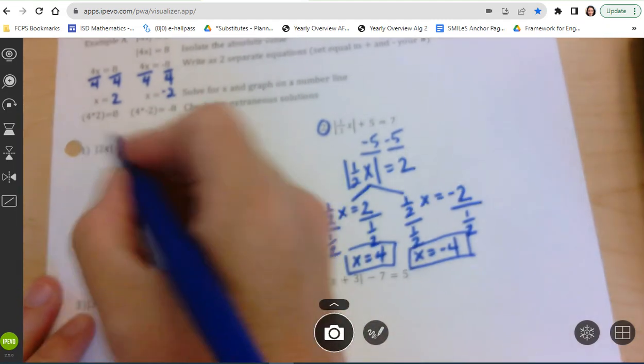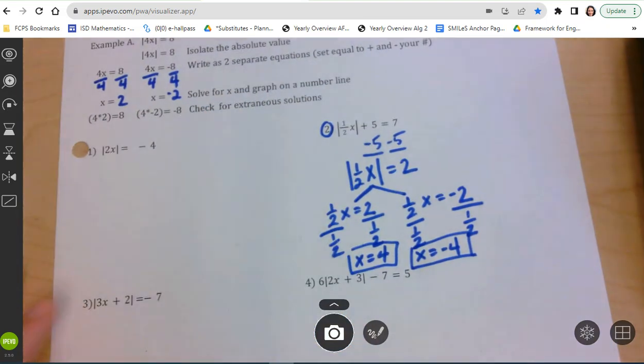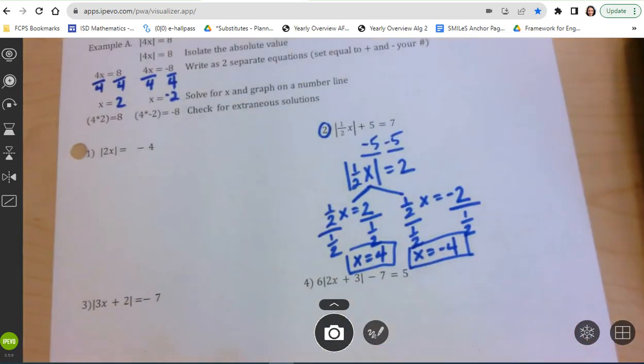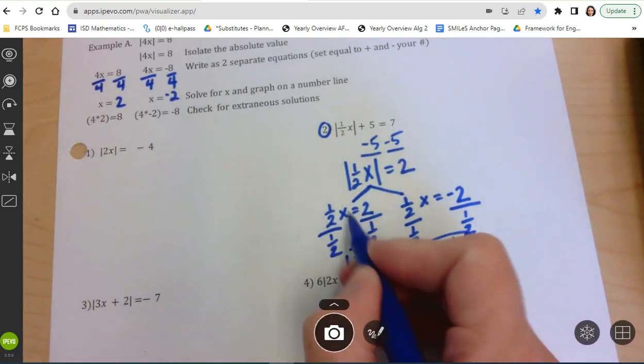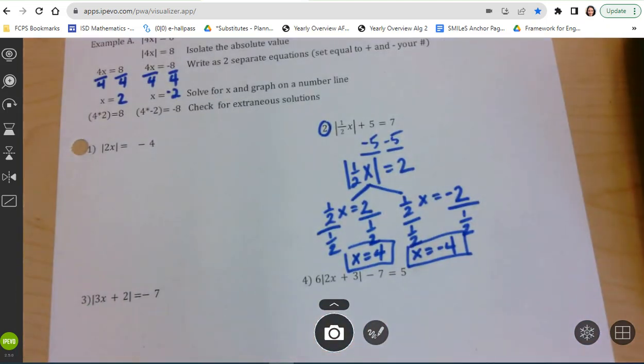When you have an absolute value isolated like this and it equals a negative, that's a problem because the absolute value is going to turn things positive. That is completely different from the idea that what's inside of the absolute value could be negative. Here we're saying what's inside the absolute value could be positive or negative. True, because the absolute value will turn it positive.